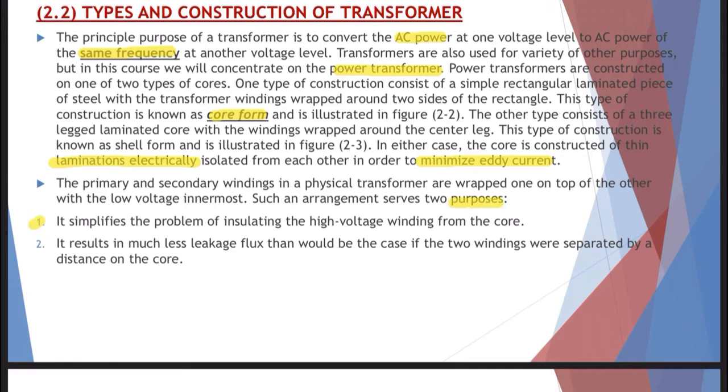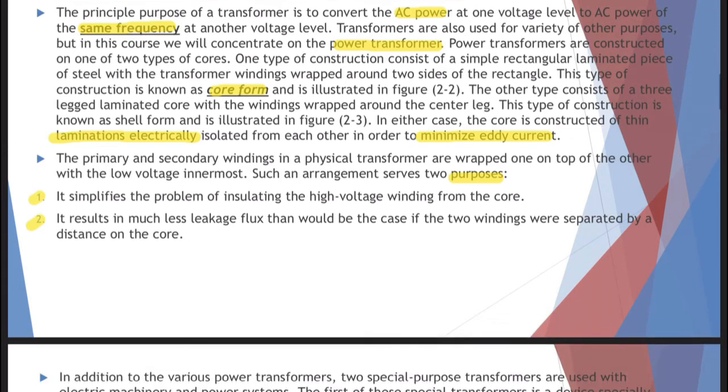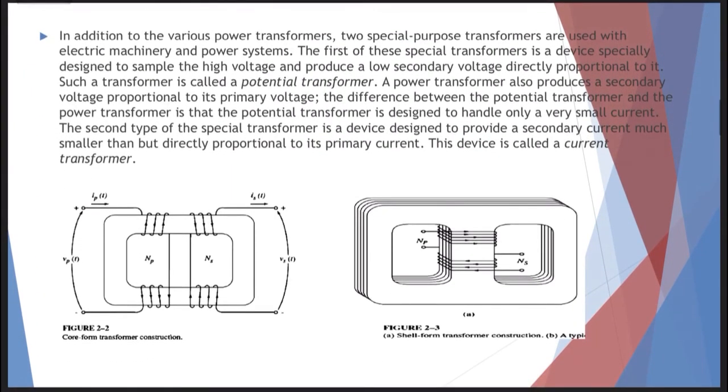Number one, it simplifies the problem of insulating the high voltage winding from the core. Number two, it results in much less leakage flux than would be the case if the two windings were separated by distance on the core. These are the two purposes, very important here. Okay, let's move to the next slide.